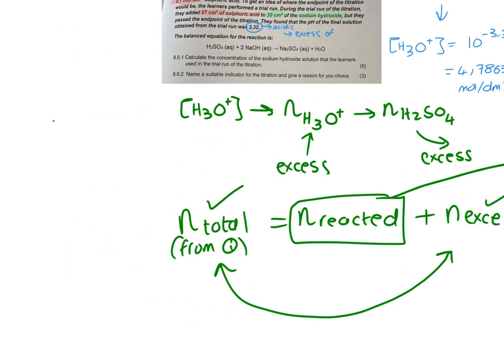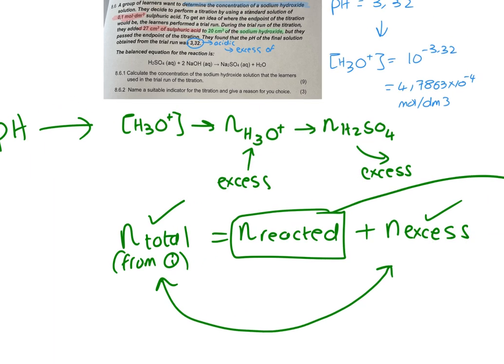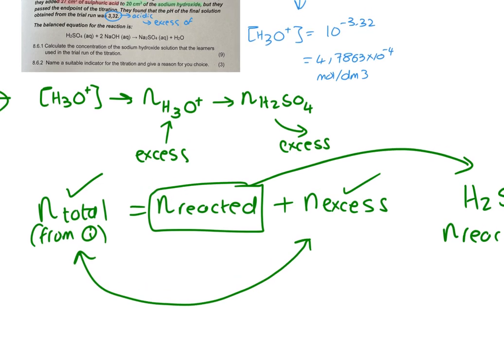Let's just look at the overall plan. You're going to start with pH, and you use pH to get the concentration of H3O plus. Once you have that, you can use an equation to get the moles. And then from the moles of the hydronium, you can get the moles of the acid in excess. And so now that you have the moles of the acid in excess, you can plug it into this formula.